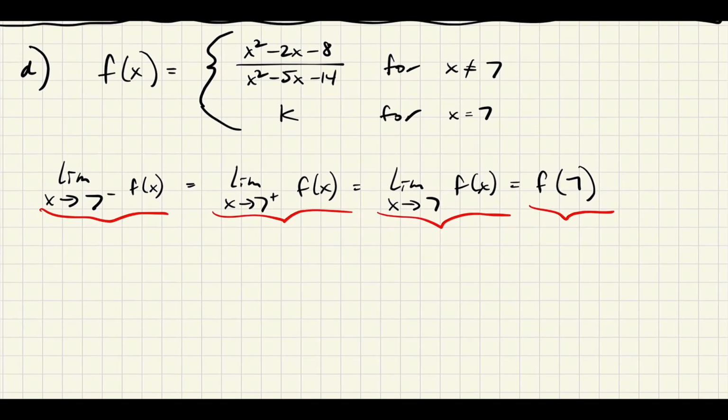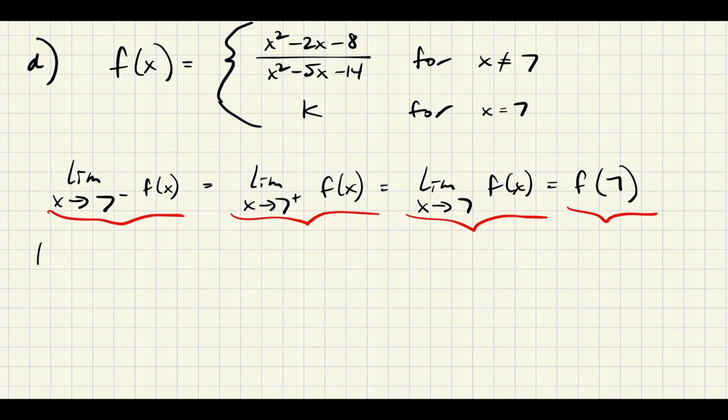Okay, so when you plug in 7, so from the left, we're going to use the top, right? When you plug in 7, what happens? You get 0 over 0, right? Let's see. We get 7 squared minus 2 times 7 minus 8 over 7 squared minus 5 times 7 minus 14.